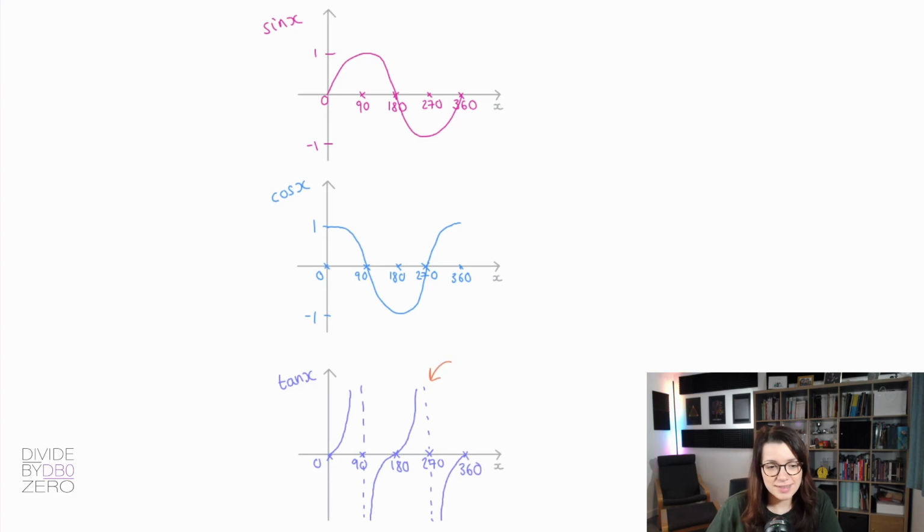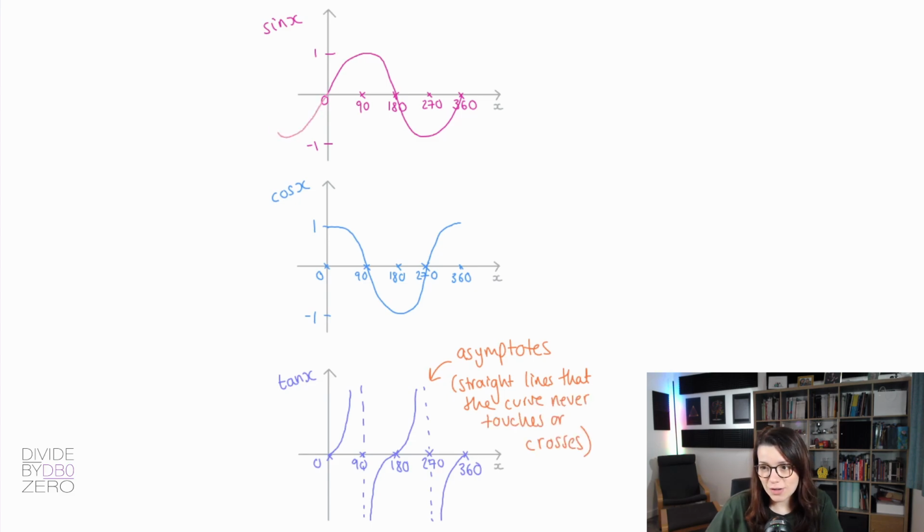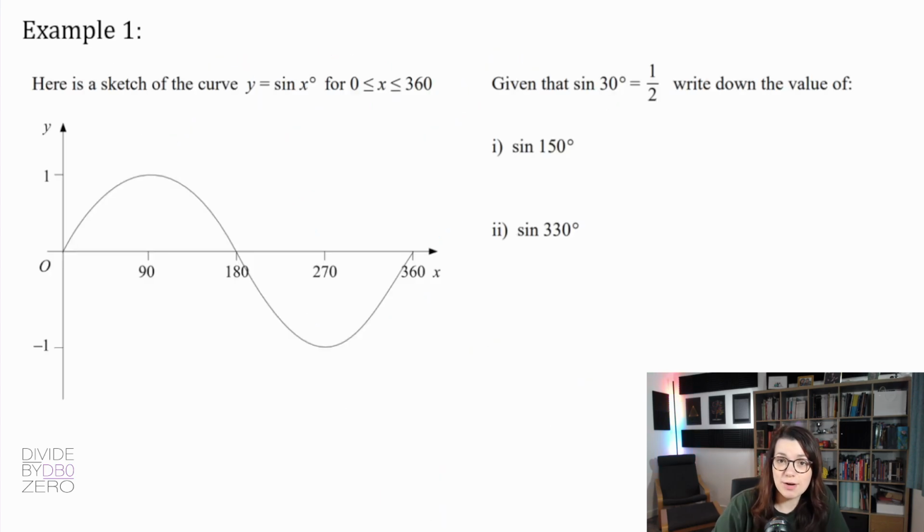Those dashed lines are called asymptotes. And those are straight lines that the curve never touches or crosses. Now it's worth noting that the graphs actually do go on infinitely in both directions, but you only really need to be aware of the main pattern between 0 and 360, and then you can work out the rest from there. Let's have a look at some example questions.